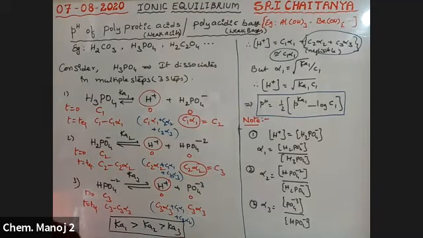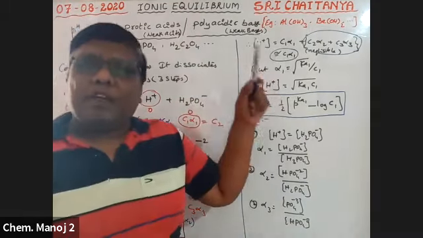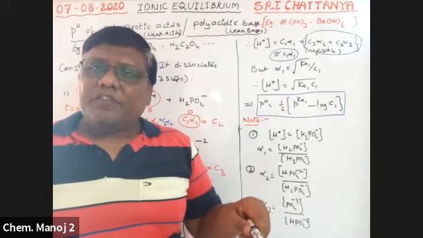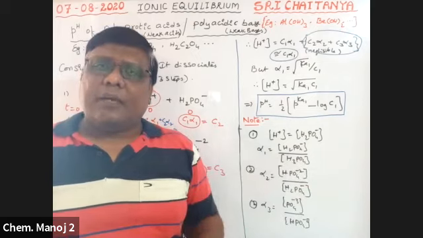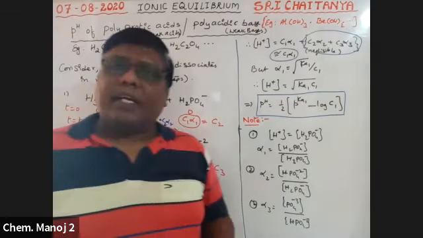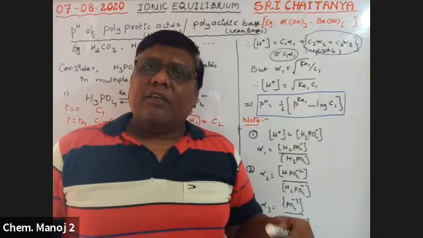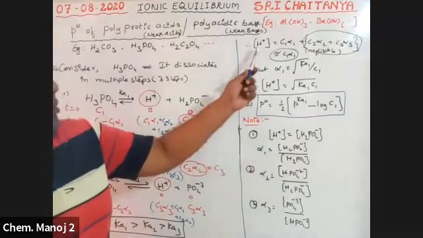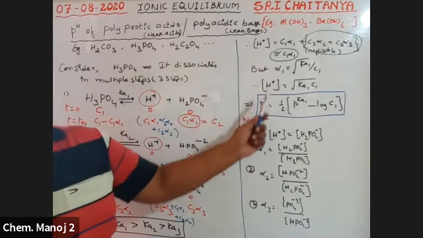Therefore, the total H+ ion concentration coming from a polyprotic acid we consider as coming from the first step. Second and third step dissociations are very negligible. Okay. Therefore, H+ concentration is equal to C1 alpha 1.